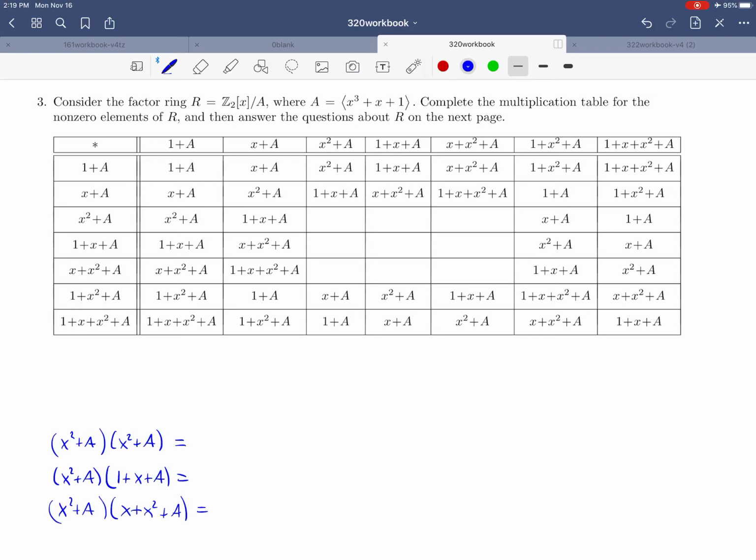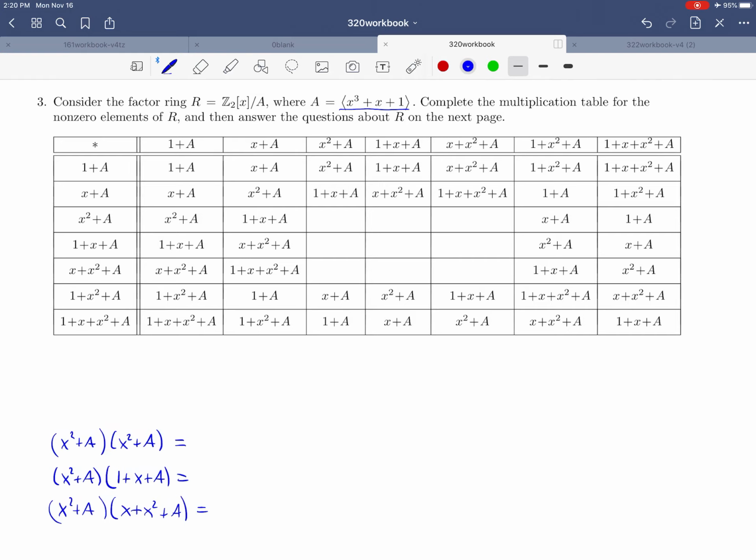In exercise 3, we are going to look at the factoring Z2 adjoin x mod a, where a is the principal ideal generated by x cubed plus x plus 1. Before we start to fill in the Cayley table right here, that is already started for us, and there are only 9 entries that we need to fill in. Before we do that, let's look at how elements in this ring behave.